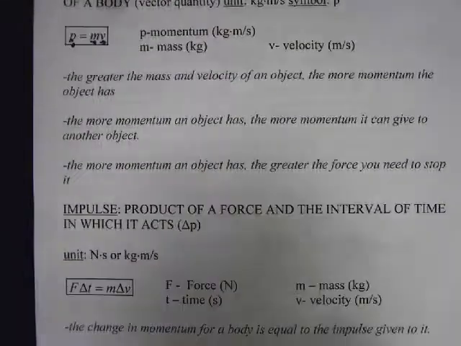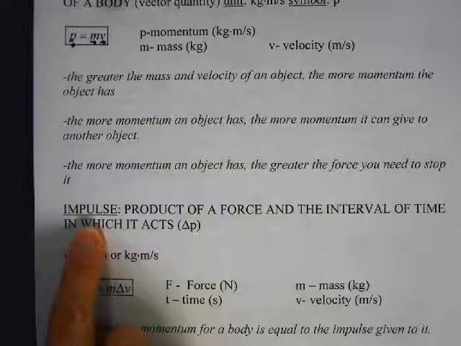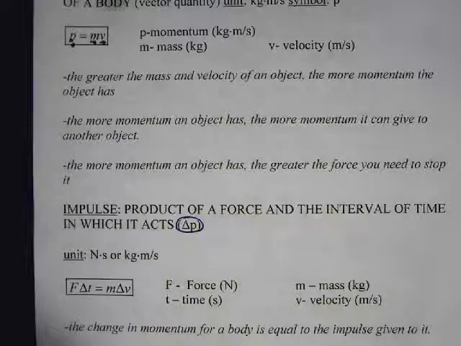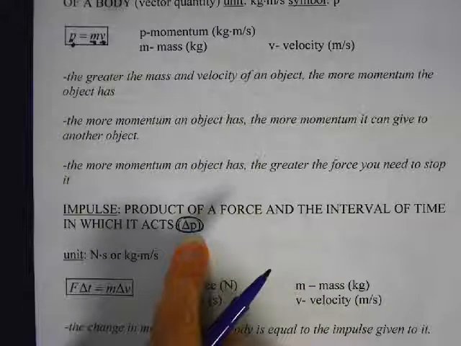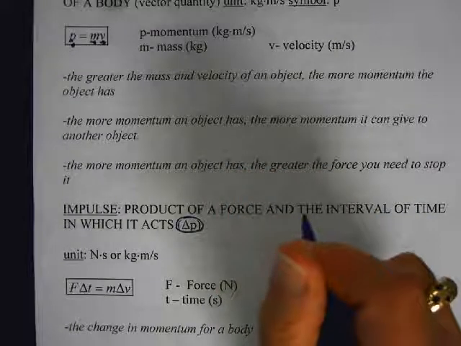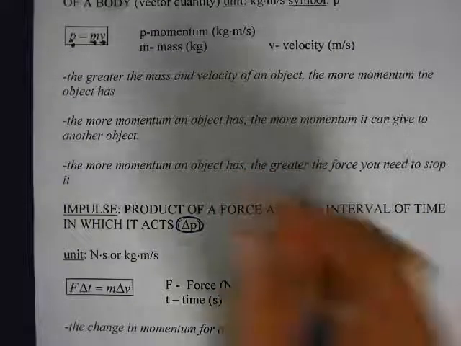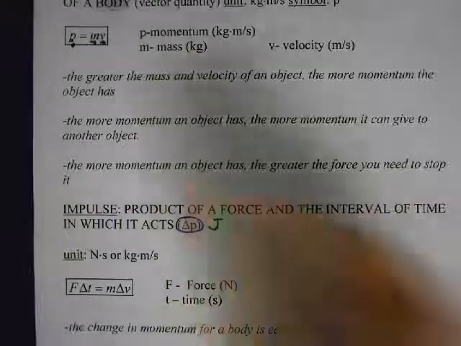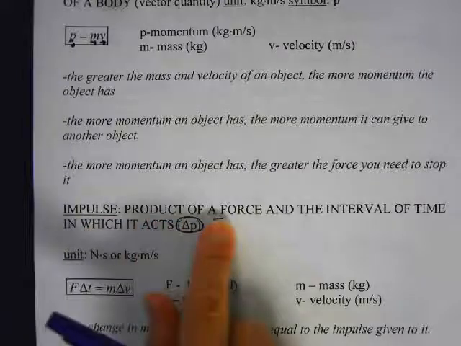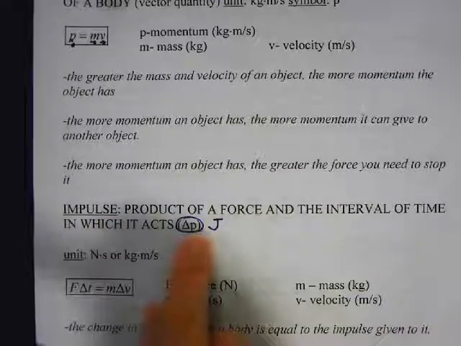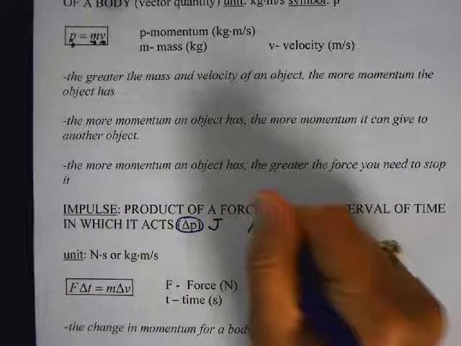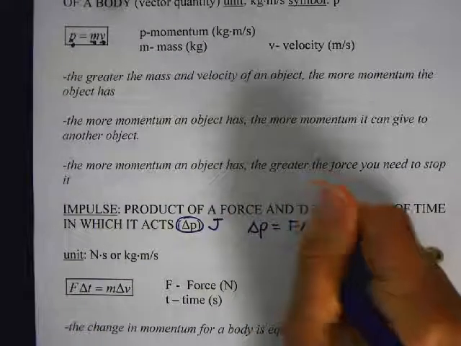Now we're going to talk about something called impulse. Impulse is the change in momentum. You know how momentum is p? This is delta p. Now in some books, your book doesn't have a symbol for impulse, but in all the college books, they use capital J for impulse. So impulse is the product of a force and the time interval. So again, this is delta p, which is equal to F delta t.